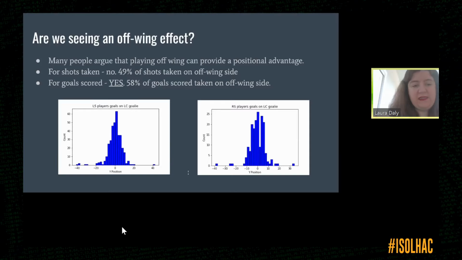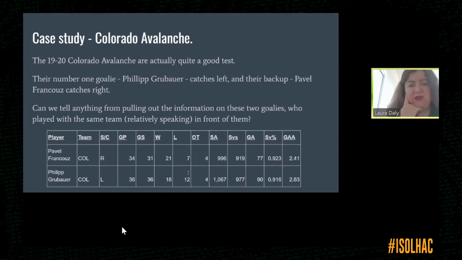Just quickly, I did a tracking case study on the Colorado Avalanche. Francouz and Gruber had not too dissimilar stats overall. They're playing with a similar team in front of them, similar coaching structure. So as much as we can control the variables in a game situation, it was a fairly good test. I tracked all 170 odd goals against the Avalanche to determine whether the shot went into the net, and I combined it with the NHL data on shot location to determine trajectory for goals.